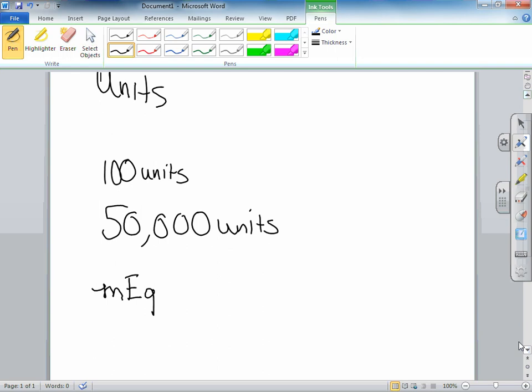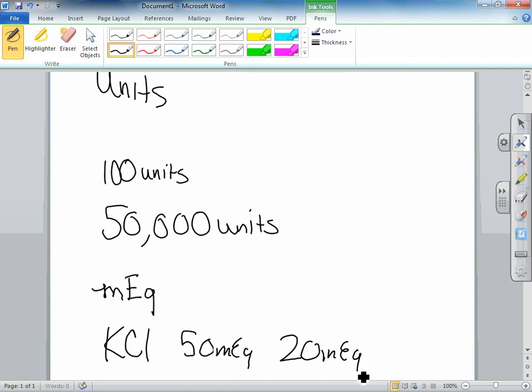So you may come across a medication. I've got a good example for you guys: KCl. That's potassium chloride. One thing for you guys to know, potassium chloride should never be injected directly into a patient's vein without diluting, because it gives a burning sensation. KCl can come in different dosage forms, but the unit used is milliequivalent. So you may see 50 milliequivalents KCl, 20 milliequivalents KCl, 30 milliequivalents KCl.